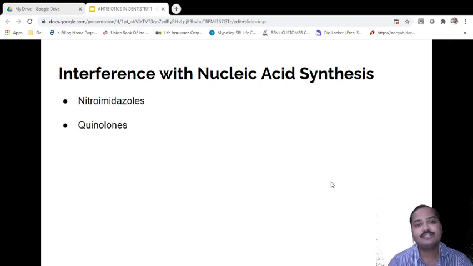Now, drugs which interfere with nucleic acid synthesis. These are nitroimidazoles and quinolones. Several antimicrobial agents inhibit DNA or RNA synthesis, and most of them do not exhibit selective toxicity. However, nitroimidazoles and quinolones do exhibit selective toxicity and are clinically useful. Therefore, in the treatment of certain bacterial infections, they have lesser side effects to the host.